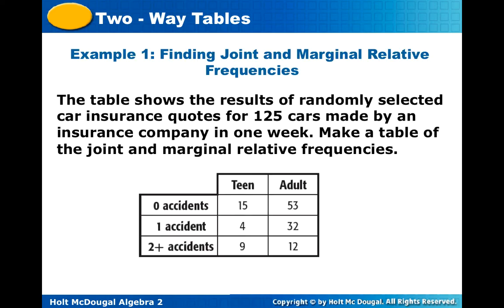Here's another example. Finding joint and marginal relative frequencies. The table shows the results of randomly selected car insurance quotes for 125 cars made by an insurance company in 1 week. Make a table of joint and marginal relative frequencies. So we're going to take and divide every number in our boxes by 125. And I'm sorry, I'm not very good with this pen, guys. So we're going to divide everything by 125.